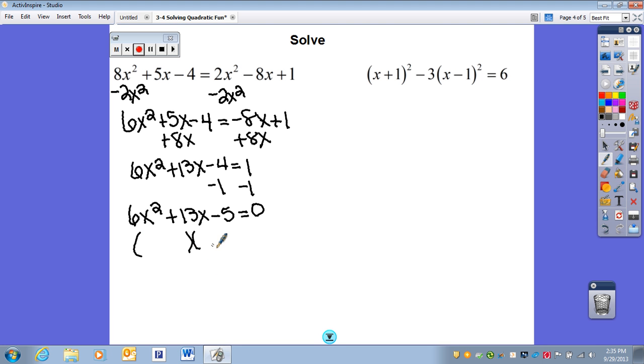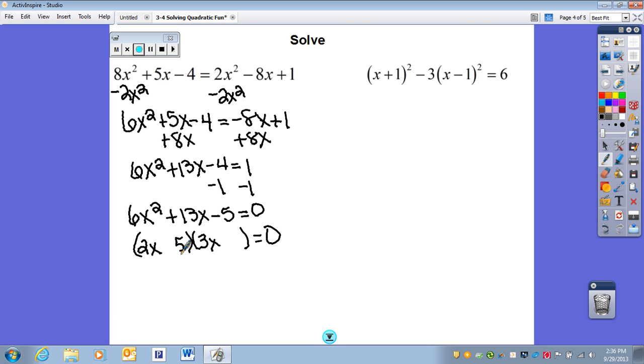So I'm going to factor. And I could use for 6x squared 6x and 1x, or 2x and 3x. I'm going to try 2x and 3x. And then I need to figure out what to multiply to get 5. So I have 5 and 1. If I put my 1 here and my 5 here, I'm going to get 2 times 5, which is 10, and 3 times 1, which is 3. That gives me 13x, but the problem is that I need one of them to be positive and one negative.